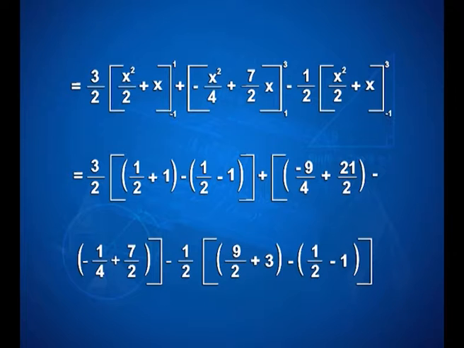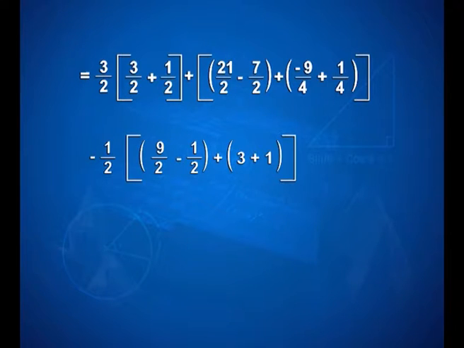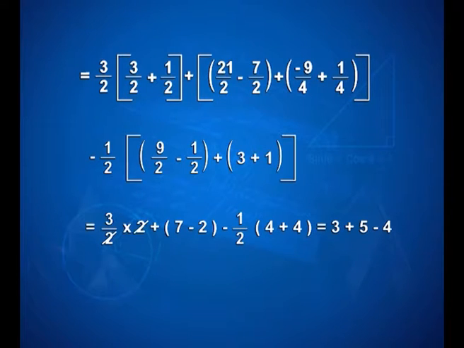3 minus 1 upon 2 minus 1, that is equal to 3 upon 2 into 3 upon 2 plus 1 upon 2 plus 21 upon 2 minus 7 upon 2 plus minus 9 upon 4 plus 1 upon 4 minus 1 by 2 into 9 by 2 minus 1 by 2 plus 3 plus 1. On solving, we have 3 upon 2 into 2 plus 7 minus 2 minus 1 upon 2 into 4 plus 4, that gives 3 plus 5 minus 4. Therefore, the required area is 4 square units.